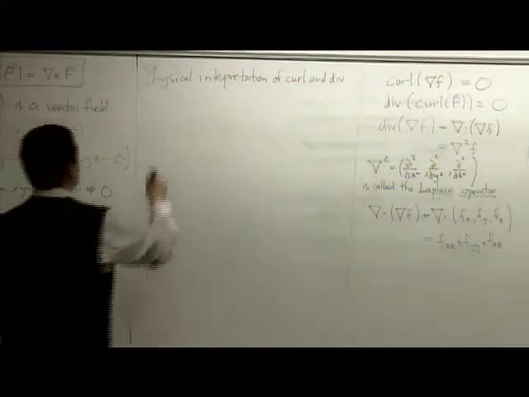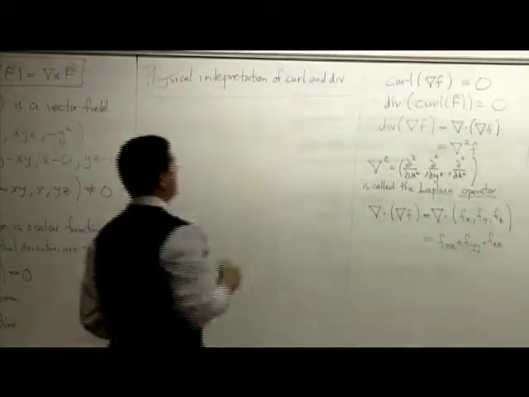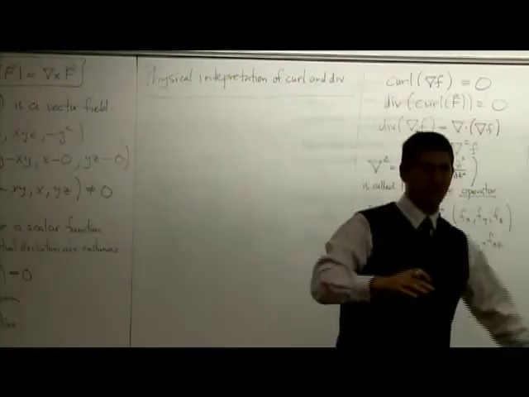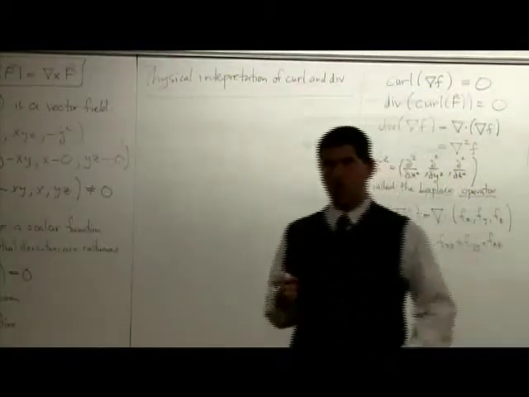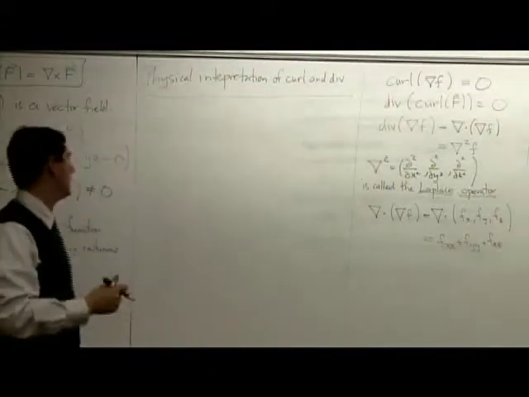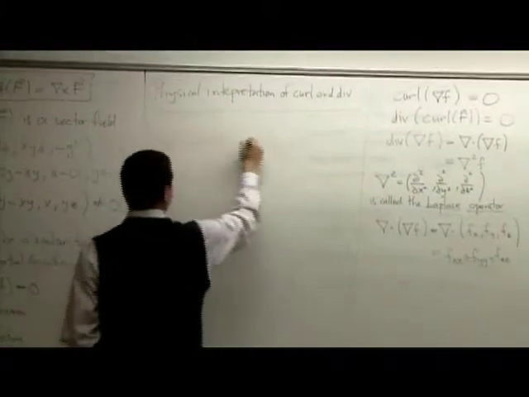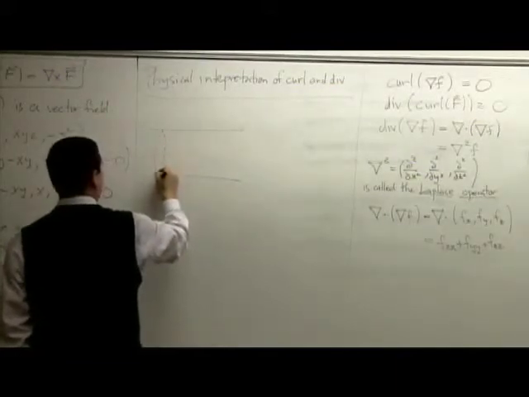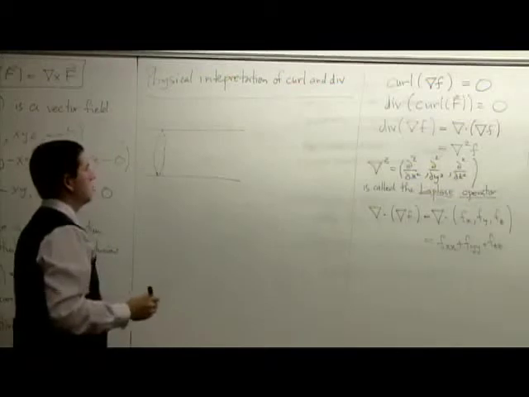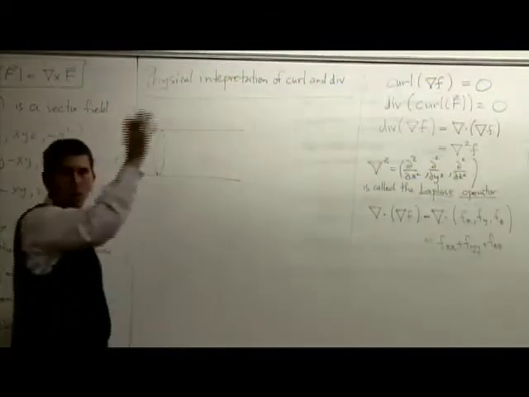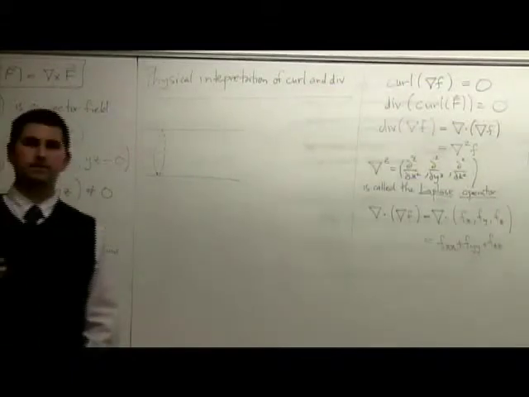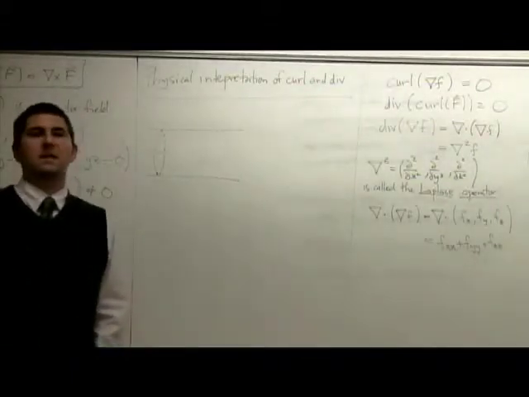Okay, so I don't need to do that here, but I do need to tell you what curl and div are. So I'm going to just give it to you in one specific instance. Of course, for different vector fields, they mean different things. But what you might imagine is that you have a pipe. You have some nice pipe, and there's water, or some fluid. Could be a gas, doesn't matter. Gases count as fluids, right?